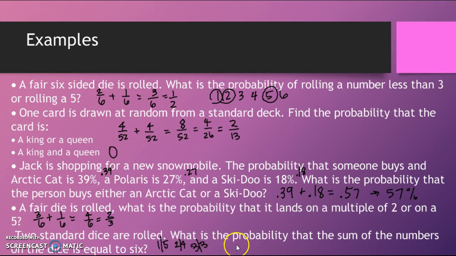Now the trick is that I can have a 1 first, then a 5, or I can have a 5 and then a 1. A 2 and a 4 and a 2, and then a 3 first, a 3 on the second one, or vice versa. So I have a bunch of options here. Remember, anytime we're rolling 2 dice and we're looking at the sums, we're just going to make a table, the same table every time.